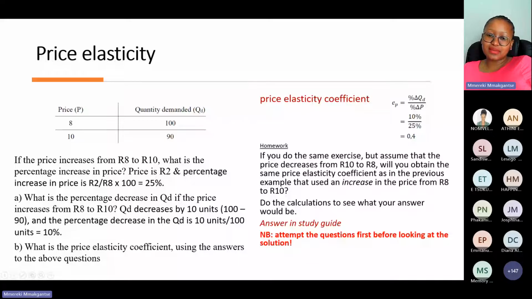My friends, my beautiful students, no, Kati, this number can be negative. Price coefficient can be negative. Remember, it's a percentage change, and you see how they are calculated here. So if you take 10% divided by 25%, you get 0.4.